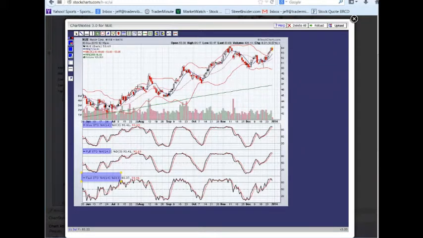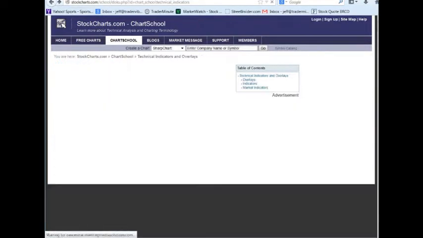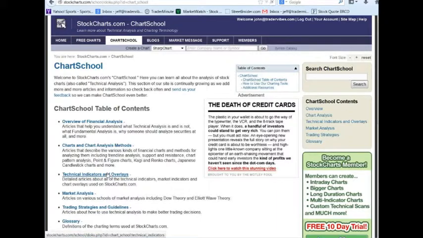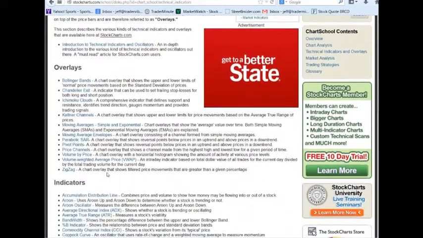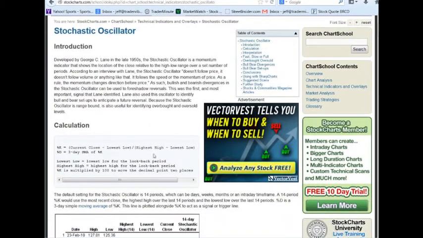One of the nice things here on StockCharts, and you can do this without a membership, is you can come in here to Chart School, and then down to Technicals, Indicators, and Overlays. You can bring up any of these indicators, and it'll show you exactly how they're calculated. Here they have the stochastics oscillator. How's it calculated? You want the math? Here's the math. Percent K equals current close minus lowest low, divided by highest high minus lowest low. You can get that much into it.